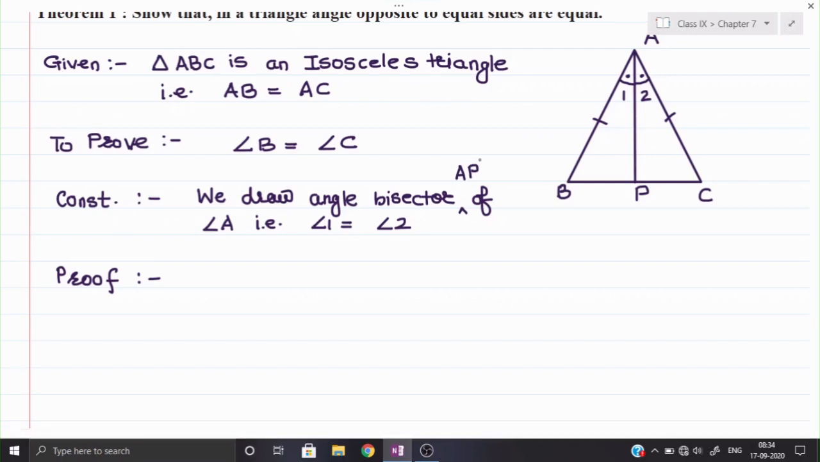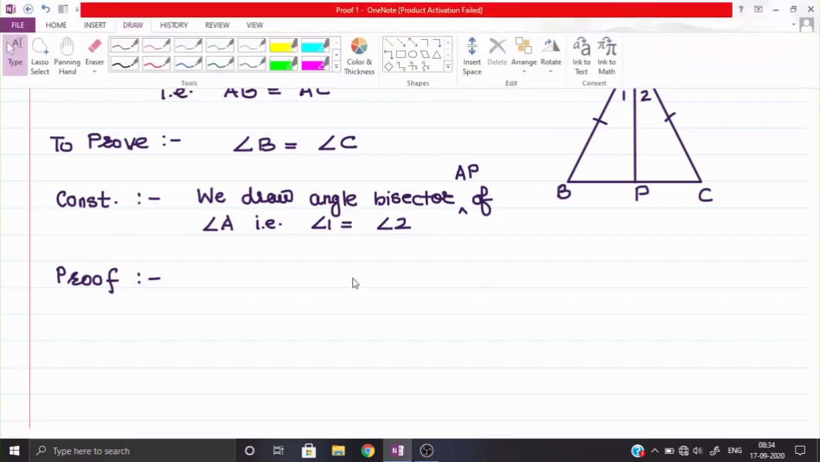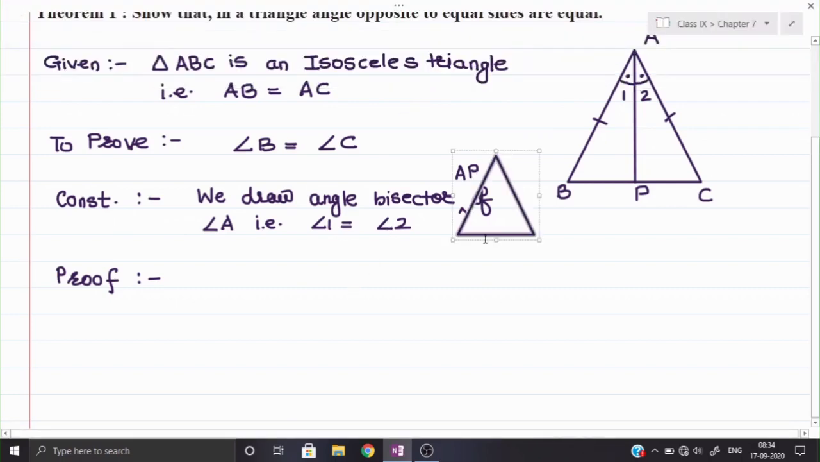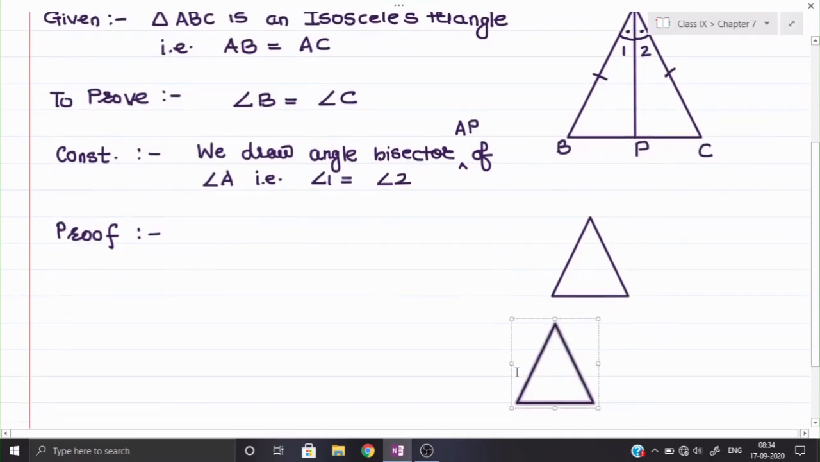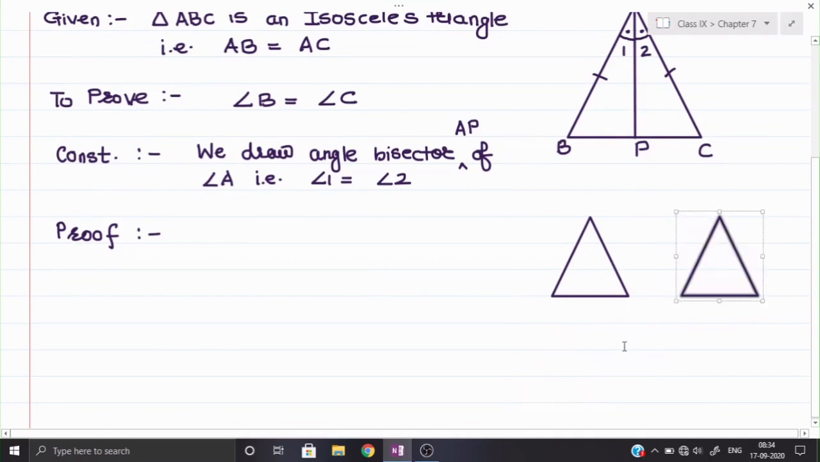So see, again the question comes: which two triangles can we take? As you can see, in the main triangle there are two other triangles. So first we shall take the two triangles over here. This is the first triangle I am taking, and in a similar way I am taking the second triangle. Here this triangle's name I am giving as APB.